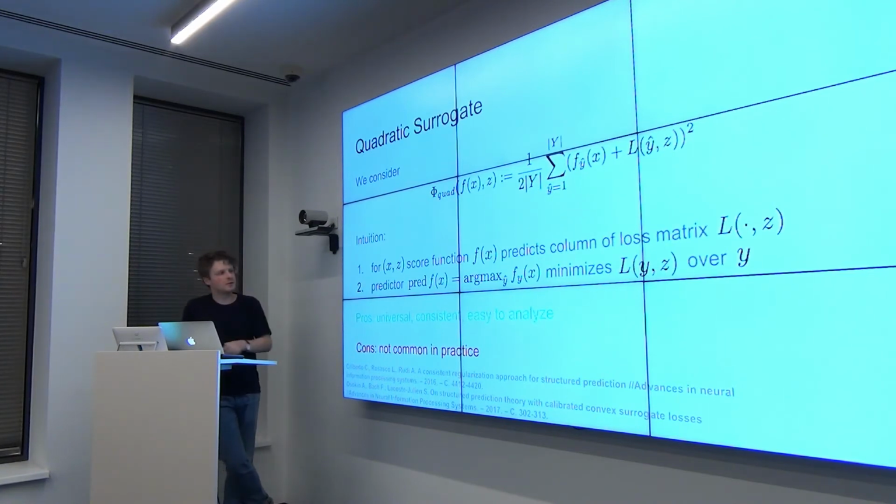I think I have to also say that such kinds of surrogates were studied from a theoretical point of view in the general setting, first in the work of Ciliberto in 2016, right? Not exactly these surrogates, but very similar ones. And also this particular surrogate has been studied in the work of Osokin.